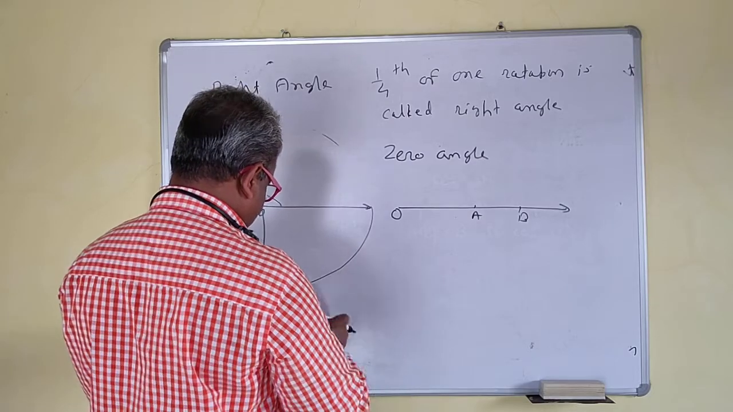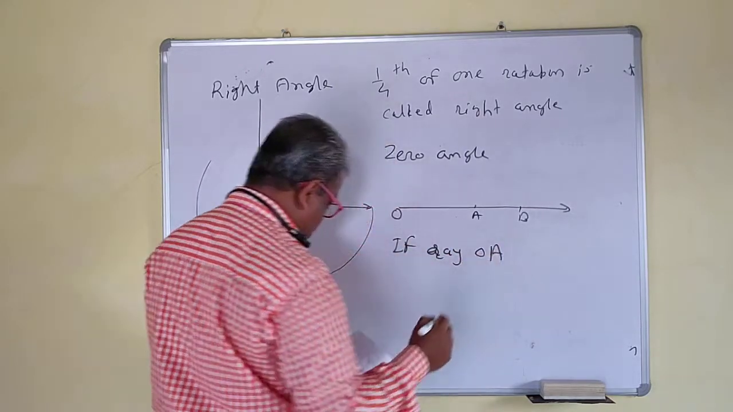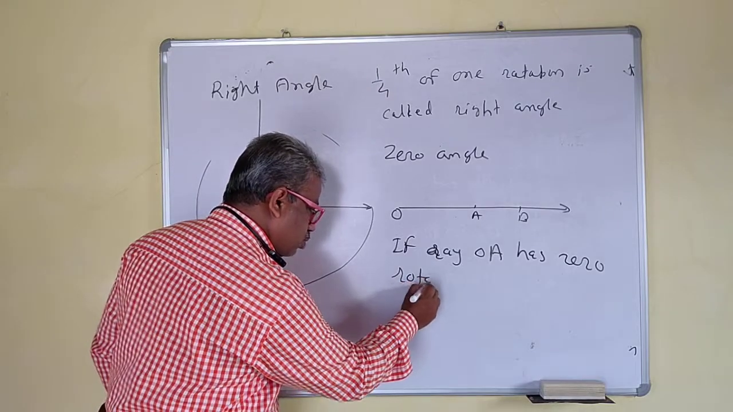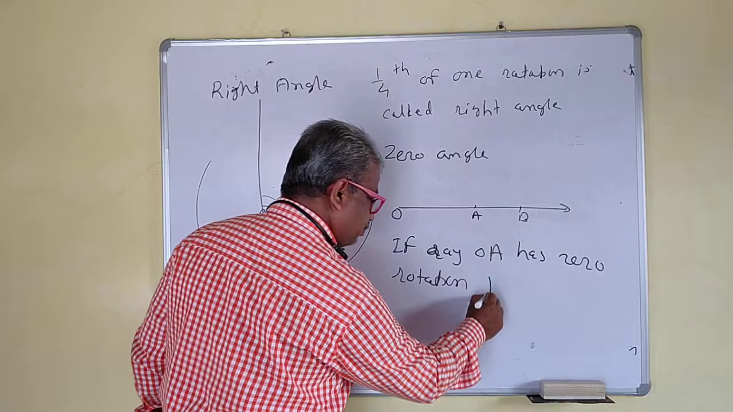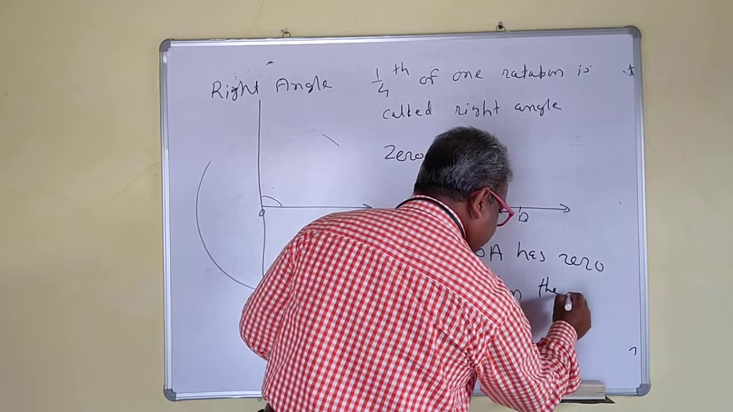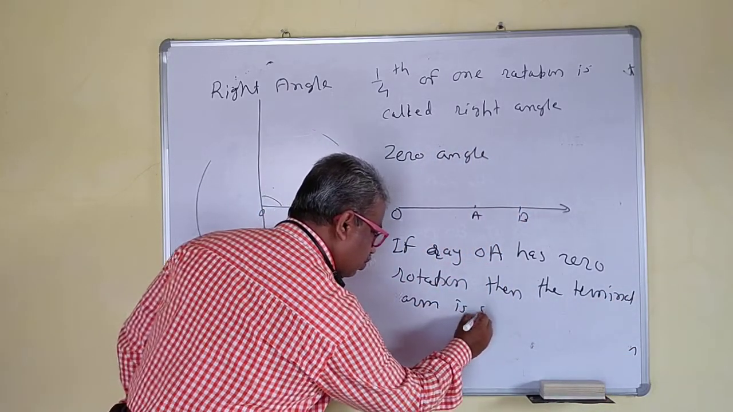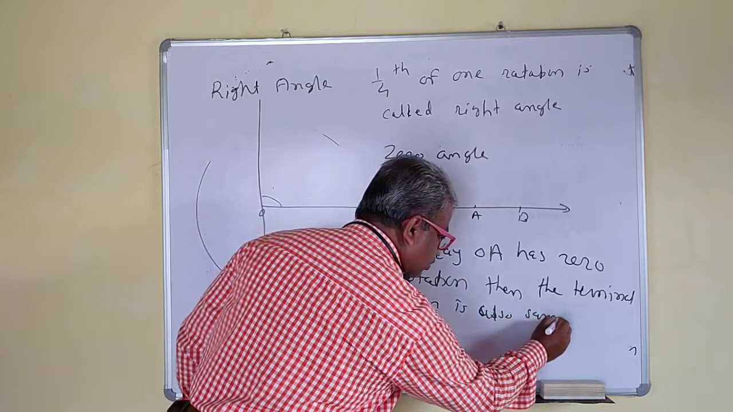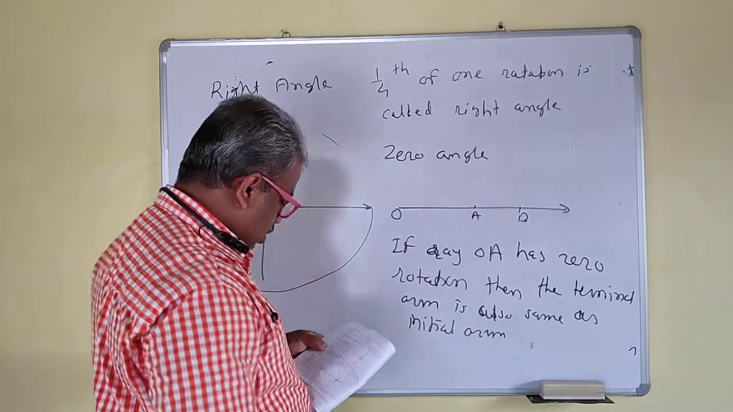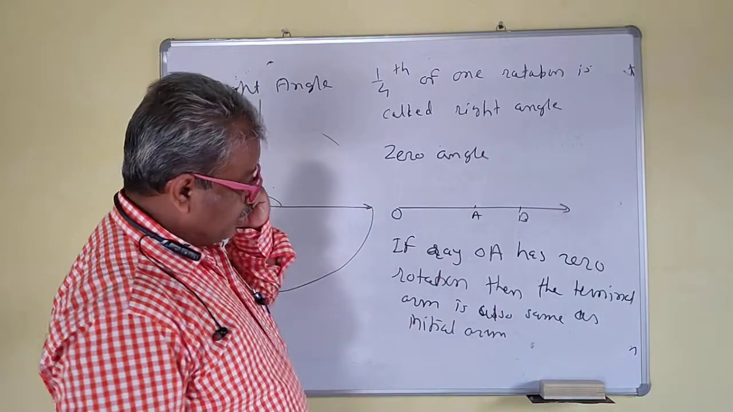Zero angle. If ray OA has zero rotation, then the terminal arm is also the same as the initial arm, is called zero angle.